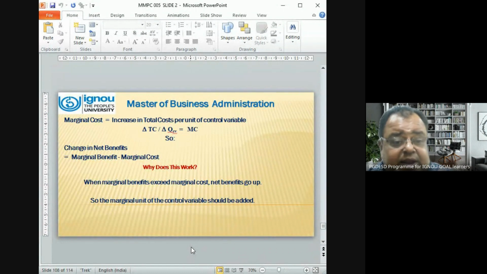Change in net benefits is equal to marginal benefit minus marginal cost. Why does this work? When marginal benefits exceed marginal costs, net benefits go up. So the marginal unit of the control variable should be added.